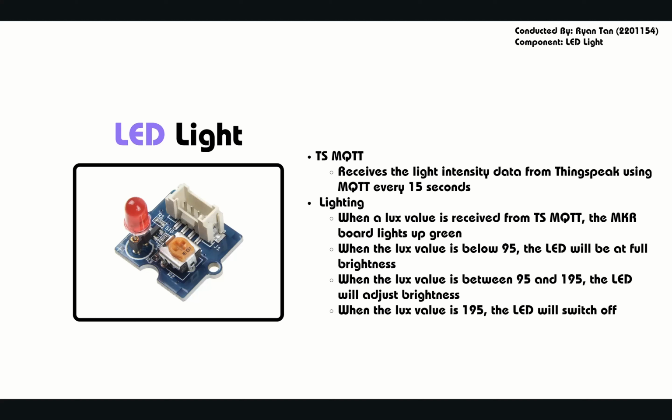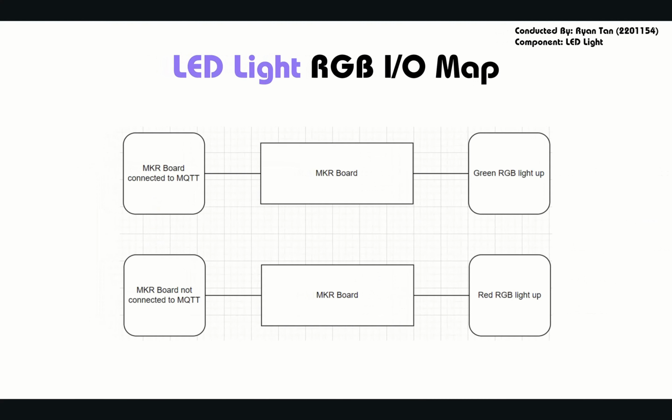When a lux value is received from the ThingSpeak MQTT, the MKR board lights up green, otherwise it will light up red. When the lux value obtained by the light sensor is 95, the LED light will light up at maximum brightness. Between 95 and 195, the LED light brightness will adjust, and when the lux value is above 195, the LED will switch off. This is my RGB I/O map. Zhiyang will now take you through the light sensor component.